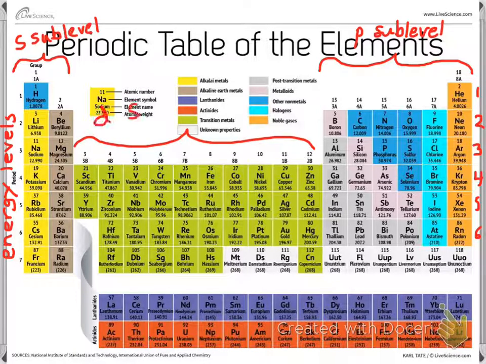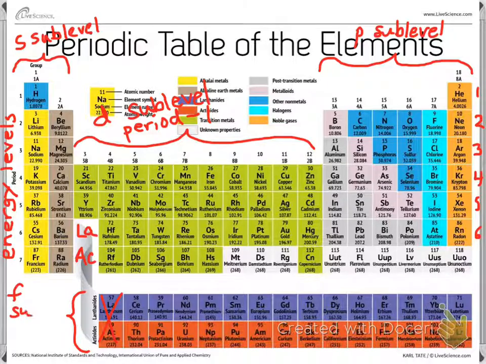Down here, these are our D sublevel. And remember, the D sublevels are one behind, right? So there are period number minus 1. So although these scandium through zinc are in the 4th period, those are 3Ds. Remember that lanthanum and actinium really belong right here. These are our F sublevel. And remember, these are 2 behind our period.